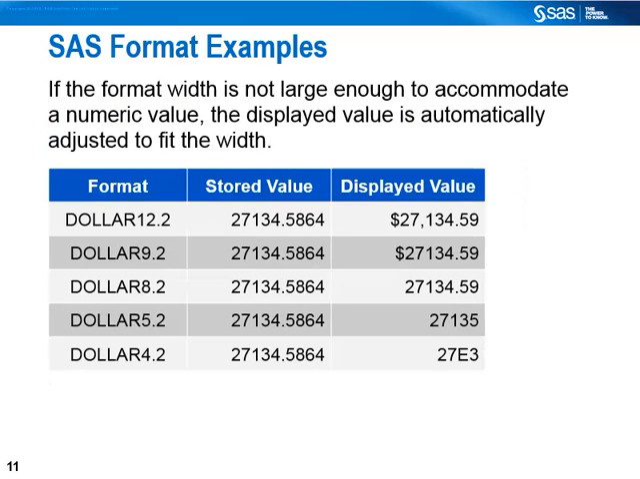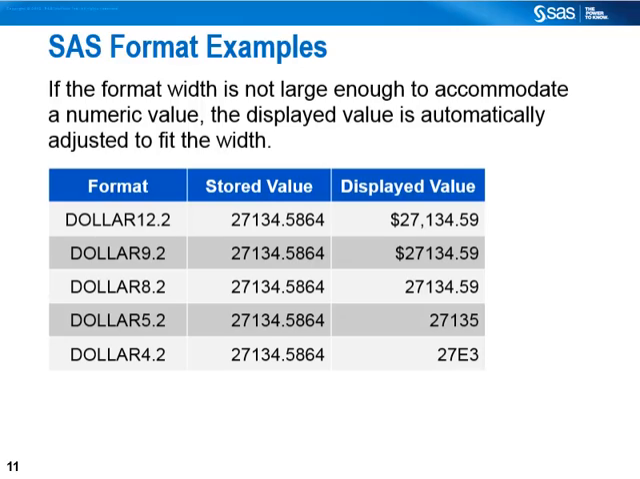SAS format example. If the format width is not large enough to accommodate a numeric value, the displayed value is automatically adjusted to fit the width. So here we have just changed the width in the format column, and the stored value remains the same through all the examples that we have taken, and how it affects a displayed value that is given based on the format. So we have used $12 period 2.